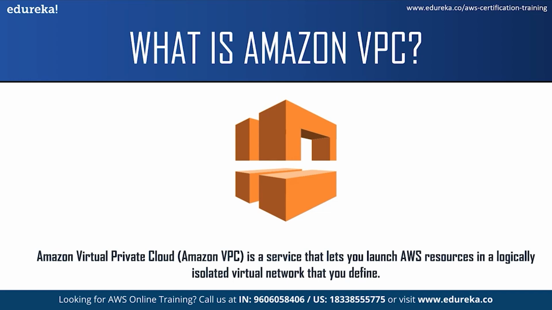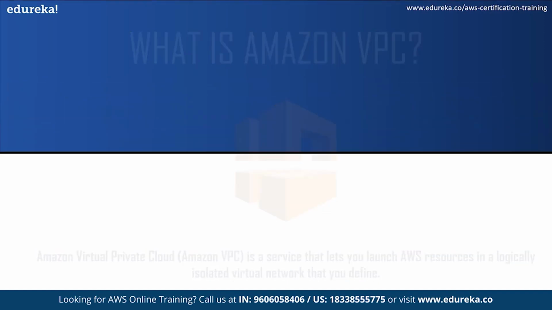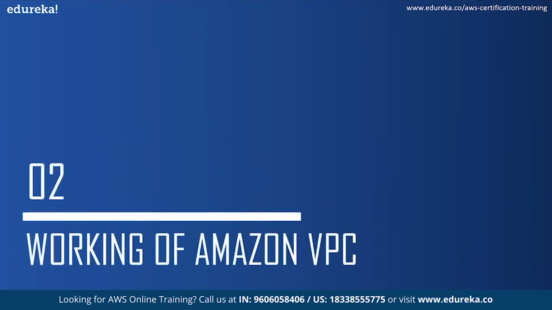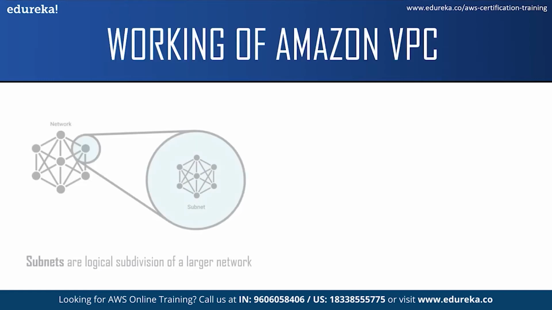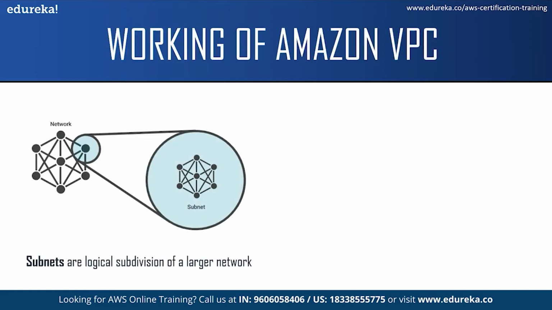Now that you have some idea about what exactly is AWS VPC, let us move on to our next topic and see how it works. But before we get into the working part, I would like to explain the terms which I mentioned before. So if you're wondering what are subnets, these are logical subdivisions of a larger network. You can launch your AWS resources into a specified subnet. And when I say AWS resources, I mean your EC2 instances and so on.